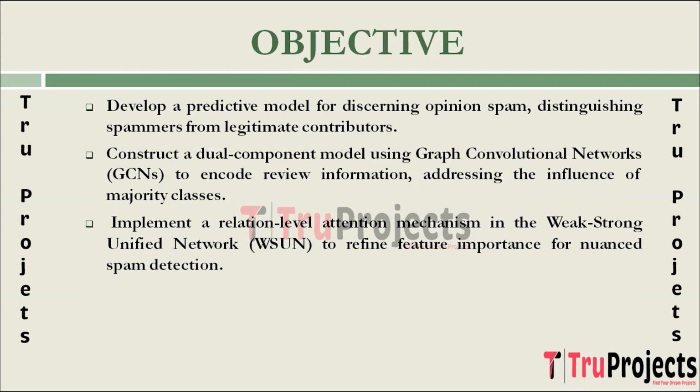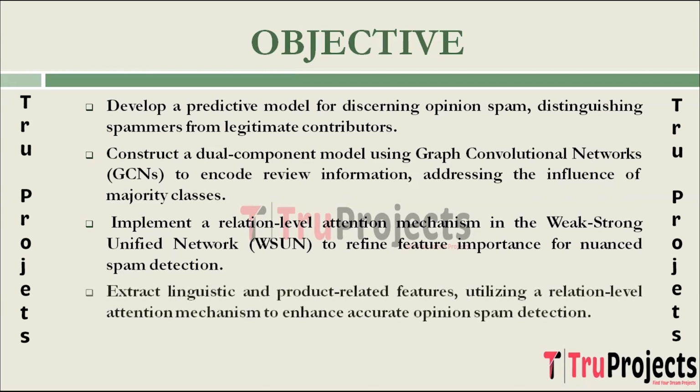for spam detection. The project aims to extract linguistic features from reviewers and product-related features to harness the user-review-product strong relation. Furthermore, the objective is to apply a relation-level attention mechanism to capture the most effective features on the obtained embeddings. The overarching goal is to ensure comprehensive and informative representations, enhancing the model's capability for improved spam detection.